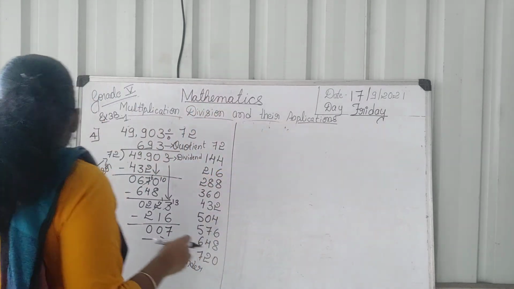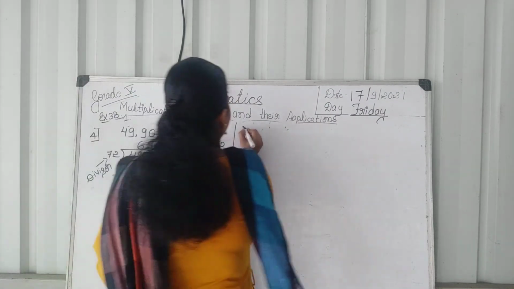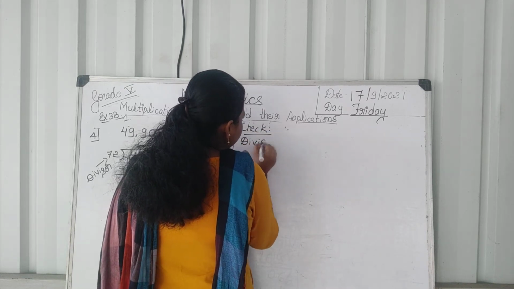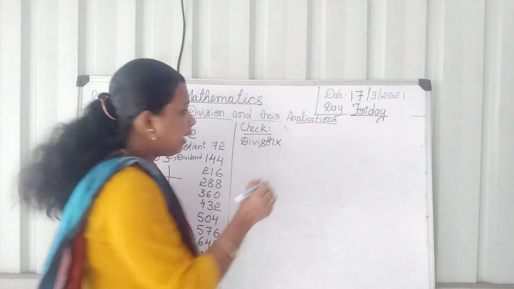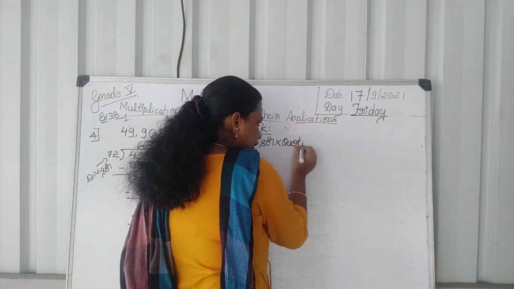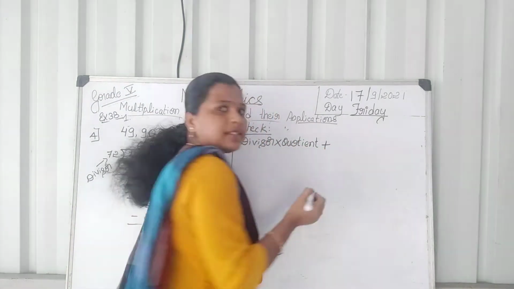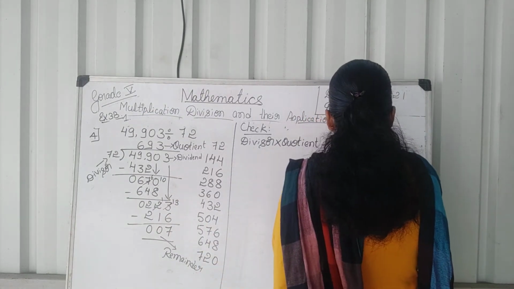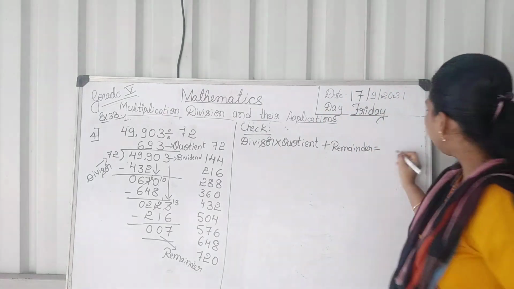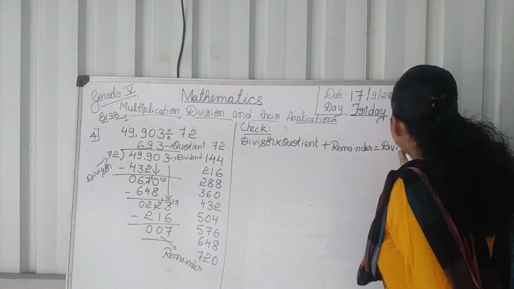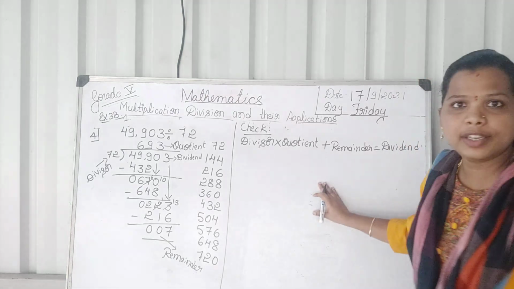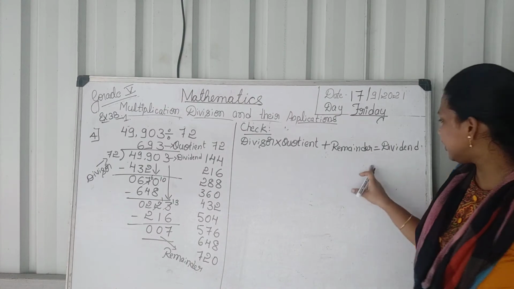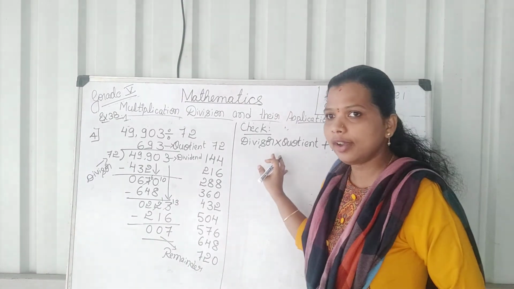Dividend. By using this formula, check the division. This is divisor, when it is multiplied with quotient plus remainder is equal to what? Dividend. Now by using this, divisor into quotient plus remainder is equal to dividend, we should check our division.